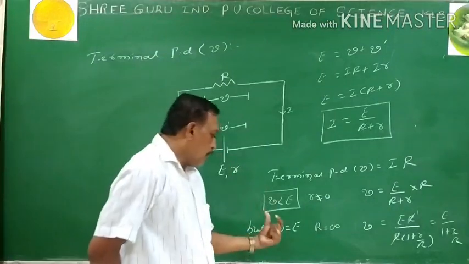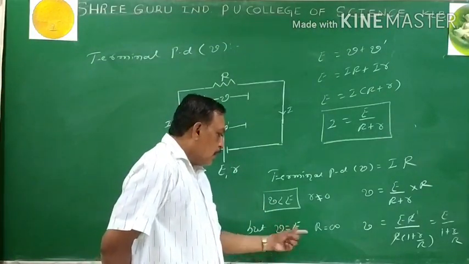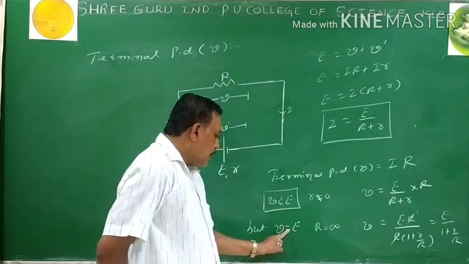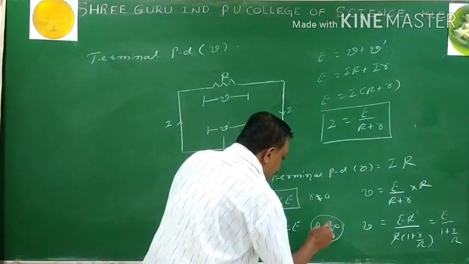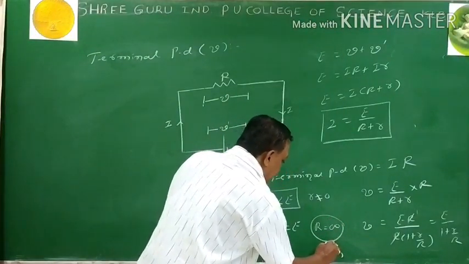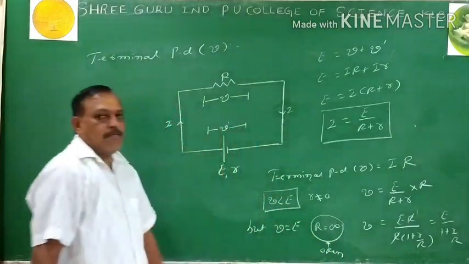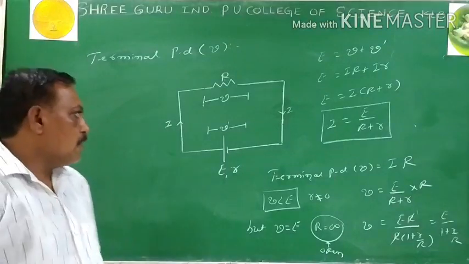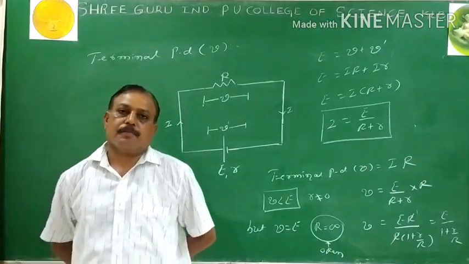Hence, we have already given the definition for EMF, the quantitative definition. The open circuit voltage is known as EMF. The open circuit, when the circuit is open, offers infinite resistance. The open circuit voltage is known as EMF. Now this is our basic concept from Ohm's law applied to the circuit.